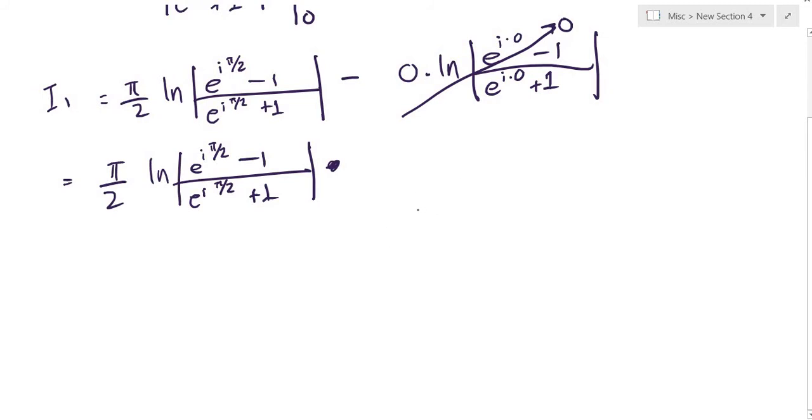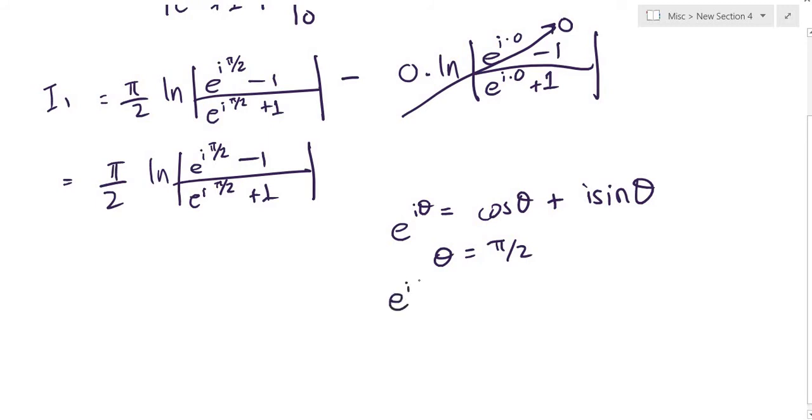Well, why don't we use Euler's identity for that? So we have e raised to i theta being equal to cosine of theta plus i times sine of theta. So now instead of theta, say we plug in pi over 2, such that we obtain e raised to i times pi over 2. We have theta is pi over 2, so cosine of pi over 2 plus i times the sine of pi over 2.